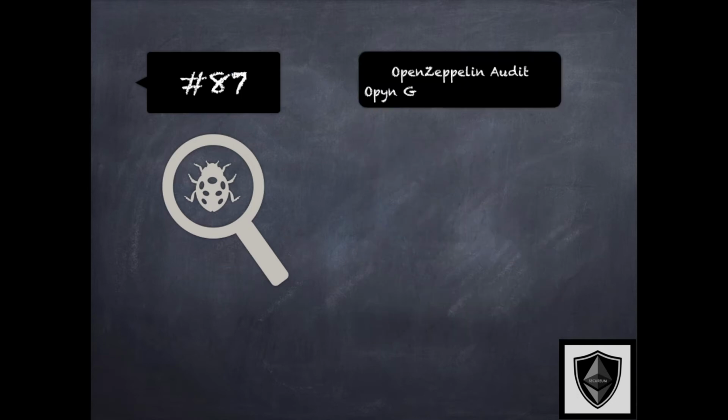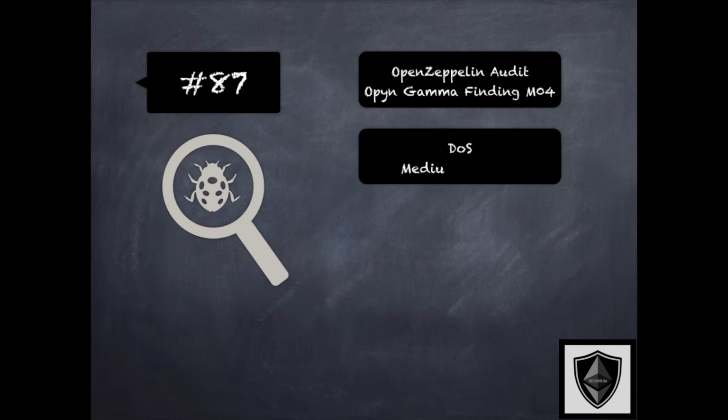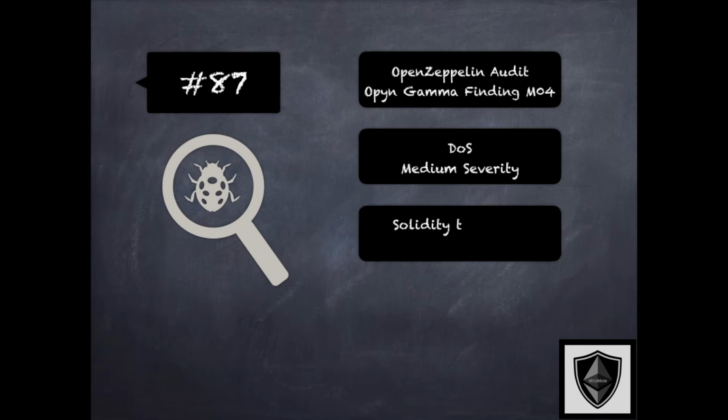87 is another finding from OpenZeppelin's audit of OpenGamma, where it was a medium severity finding, again related to denial of service, in which the use of Solidity's transfer primitive might render ETH impossible to withdraw. For context, when withdrawing ETH deposits, the payable proxy controller contract used Solidity's transfer function, which could fail with a withdrawer smart contract if it did not implement a payable fallback function, or the payable fallback function used more than 2300 gas units for some reason.